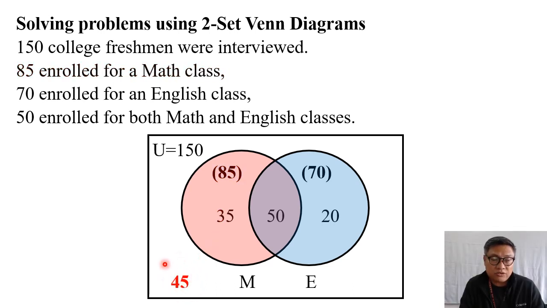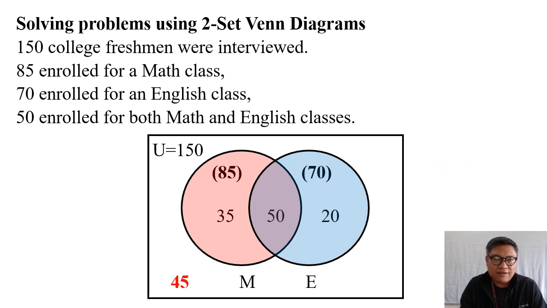So this is now the region 4. So this is now the 45. So, if you're going to add 45 plus 35 plus 50 plus 20, then the total is 150. So, we can already answer some of the questions.